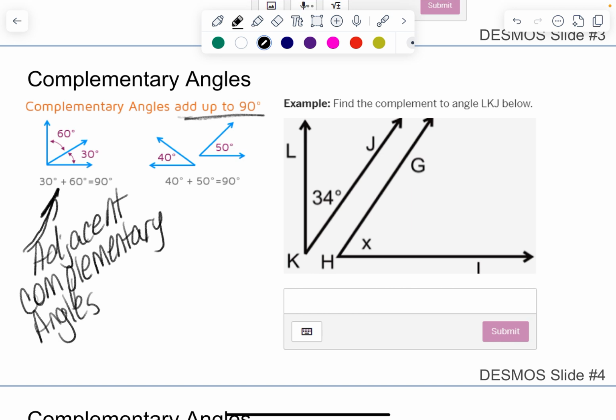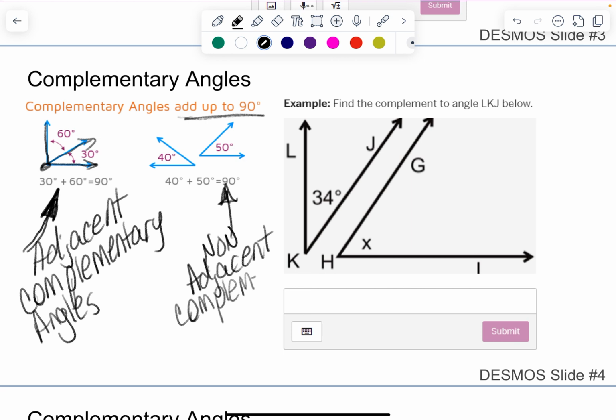These are adjacent complementary angles because they have that common side and that common vertex. These are non-adjacent. These are non-adjacent complementary angles, okay? But they have to add up to 90 degrees.